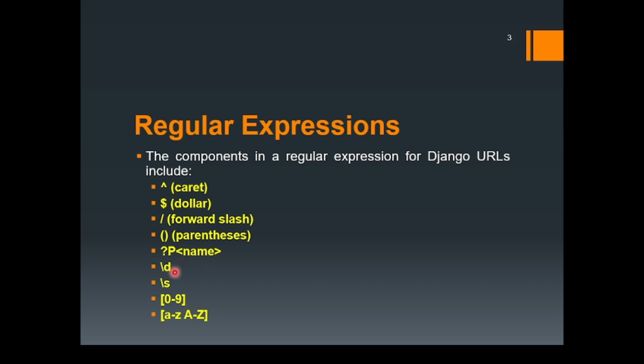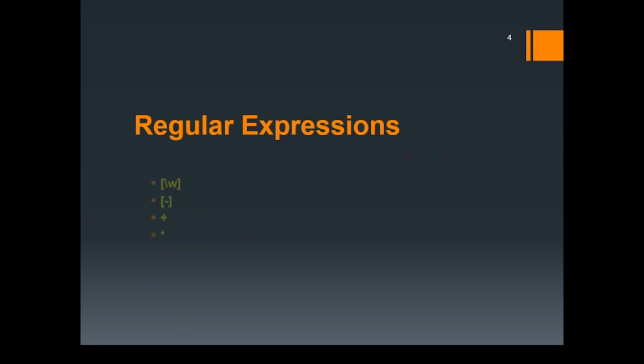After this, we have a shorthand character for representing digits. Then we have a shorthand character for spaces. After this, we have a character set for defining digits. There is not much difference between this character set and the shorthand character D. It's one and the same thing. Then, for representing alphabets, capital alphabets and small alphabets, we have another character set here. Further, we have a character set that matches any alphanumeric character, which is equivalent to A to Z and 0 to 9. Then we have the hyphen character set, which will allow you to have hyphens and underscores in the URL.